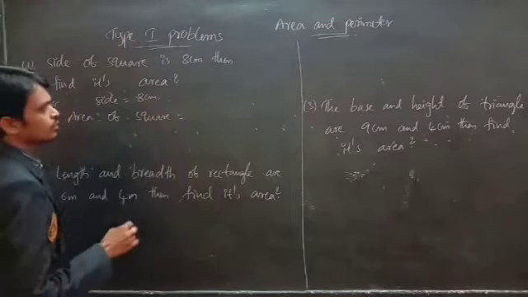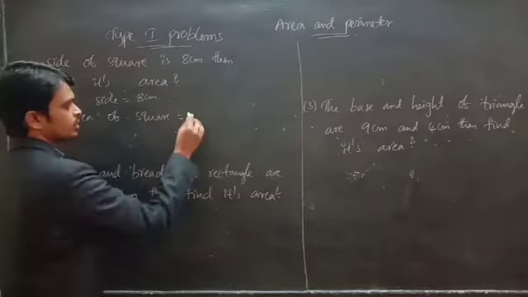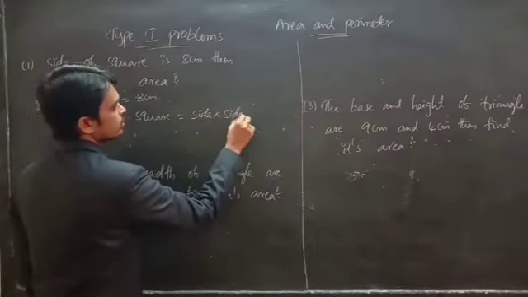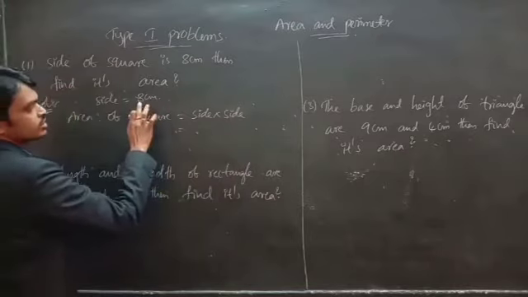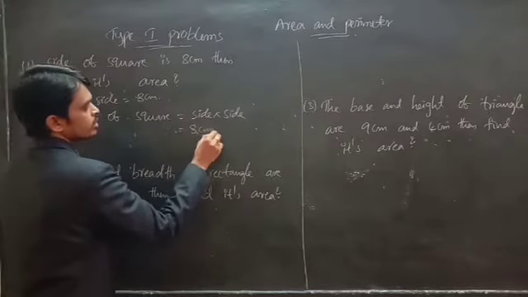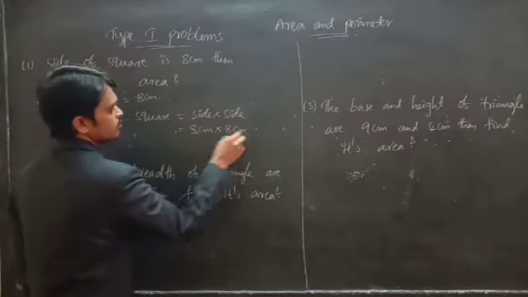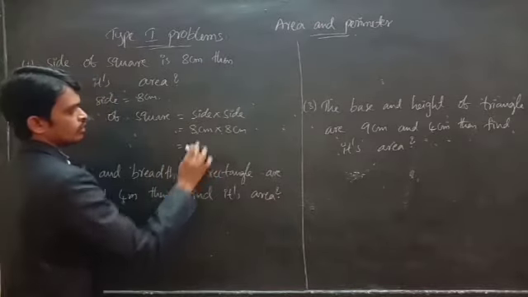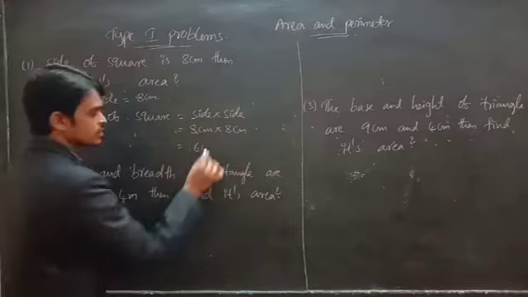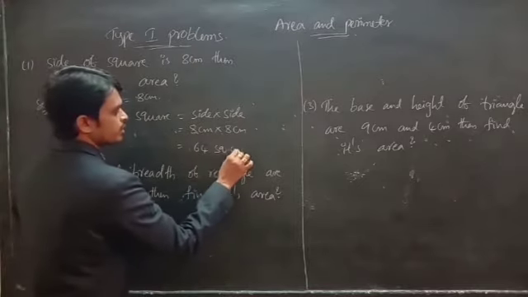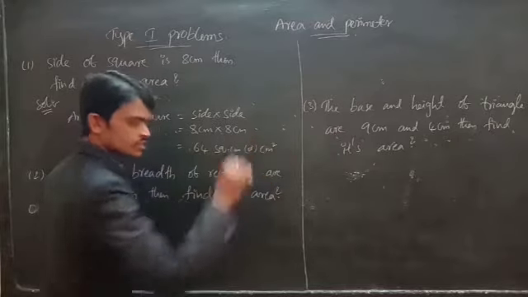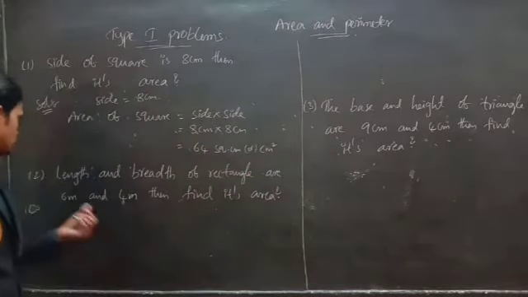Area of square, what is the formula? Side into side. Then side is how much? 8 centimeters into 8 centimeters. 8 8s are 64 centimeters into centimeters, square centimeters. Or we can write it as centimeter square. Also we can write. Now second problem.